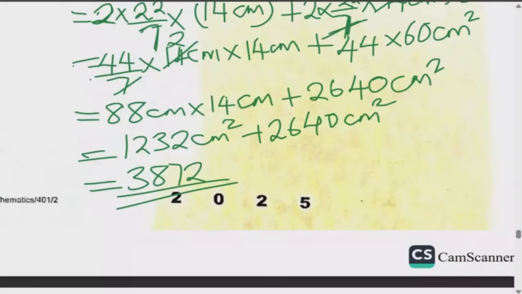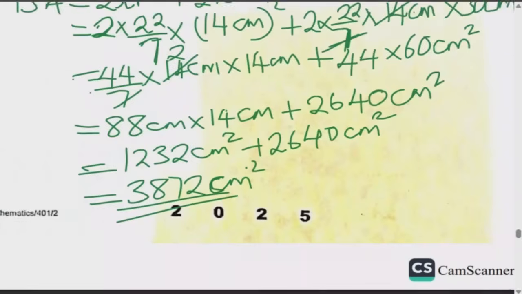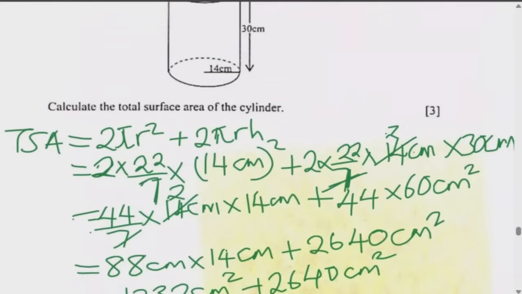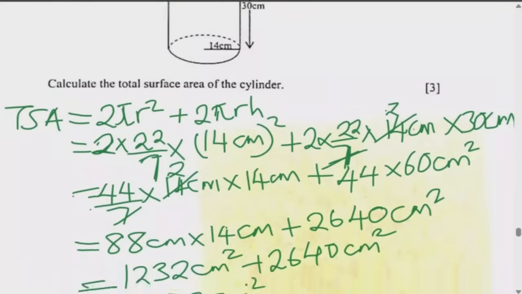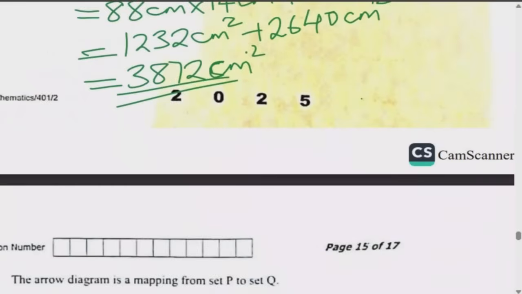So we say centimeter squared. So the total surface area of the cylinder is 3,872 centimeter squared. If you have got questions, you can ask in the comment section. Otherwise, this is how you solve. This is the formula that you use, and this is the answer you get if you use that formula. If you're saying the calculations are big, please just practice.